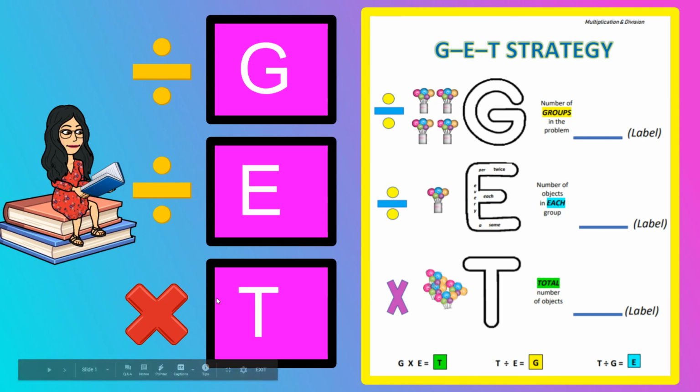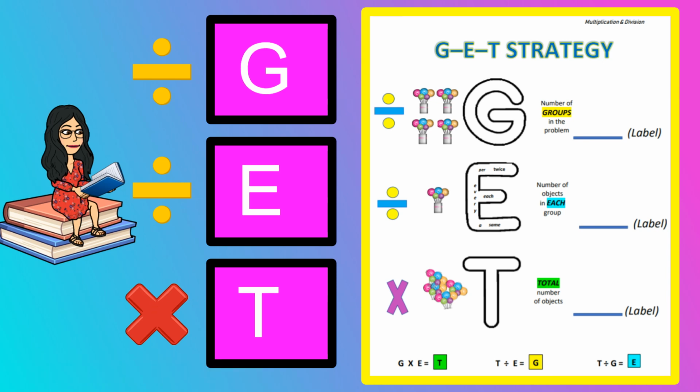If we are trying to find the total, we know we take the number of groups in the problem, multiply it by the number of objects in each group. That is going to give us the total. Here is the multiplication symbol. It tells you that to find the total, you're going to multiply.